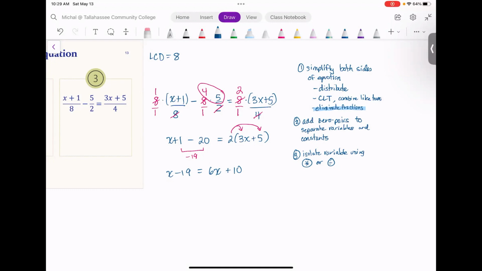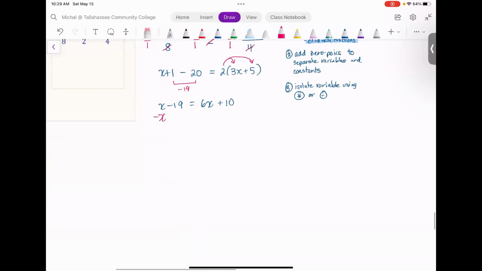I want all of my variables to be on the same side of the equal sign. Right now, I want to combine this x with my 6x. I do that by creating a 0 pair with the smaller coefficient. My smaller coefficient is 1x, so I make a 0 pair with 1x, which is negative x. I add the same thing on both sides of the equal sign, so I'll add my negative x on the right side of the equation as well.